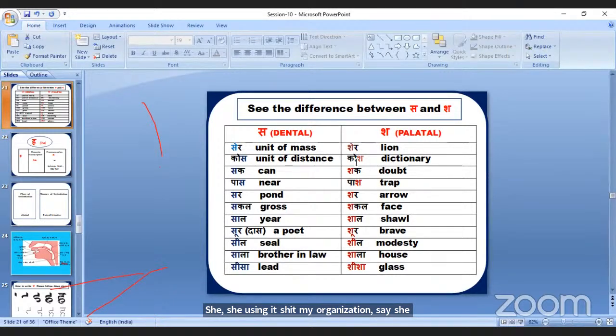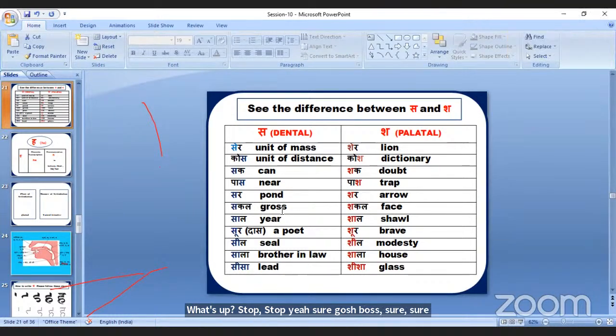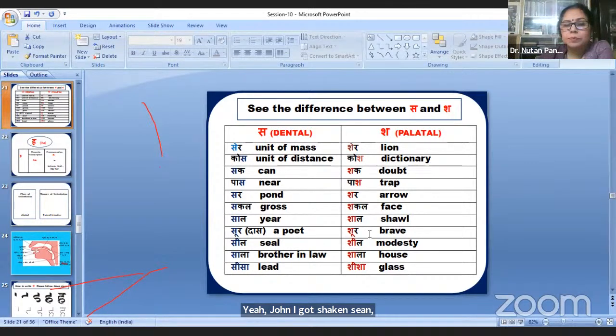Course, coach. कोश. Suck, shuck. शक. Pass. पास. Shut. सर, शर. Sir. Suckle, सकल, shuckle. शकल. Shakal. शाल. Shur. Sur.